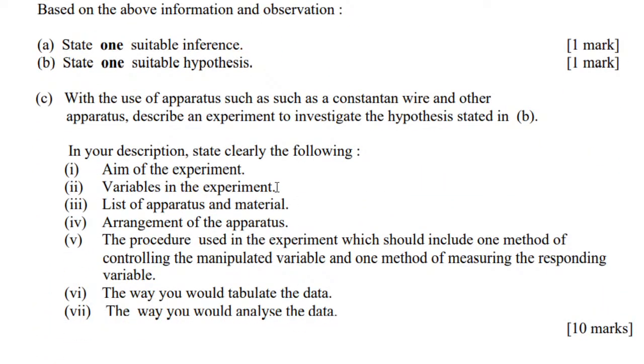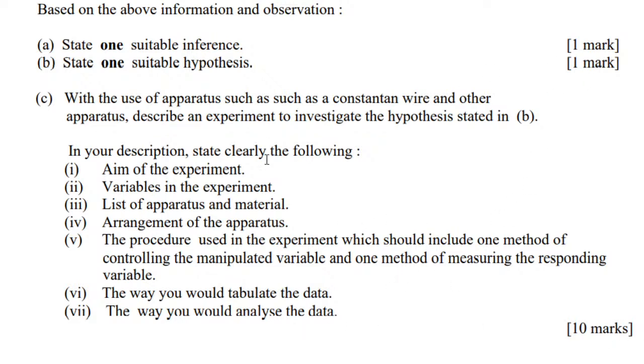Okay, as usual for your paper 3 section B, the first question will be asking you to write your inference, your hypothesis, then C1 will be the aim, C2 variable, and then C3 list of apparatus and material, C4 arrangement of apparatus, and then C5 is the procedure, and then C6 is the way you tabulate your data, and then C7 will be analyze the data. So altogether the marks for this section will be 12 marks.